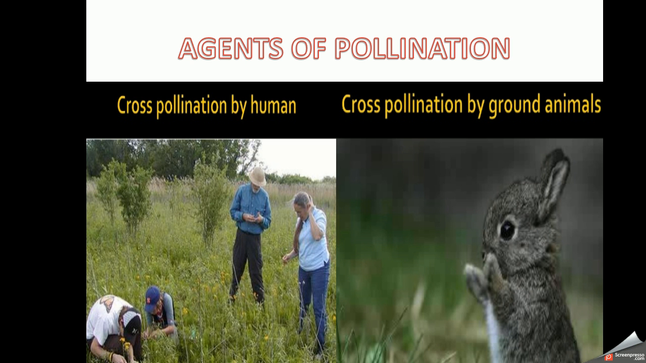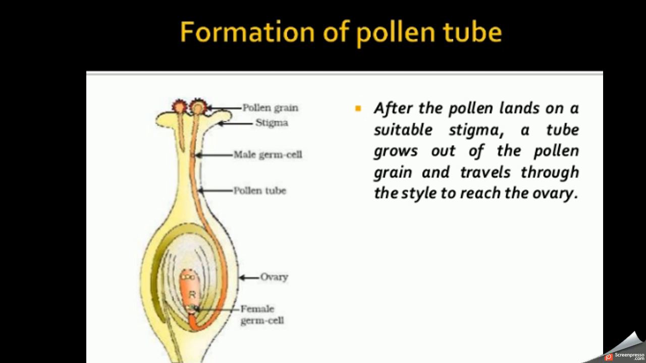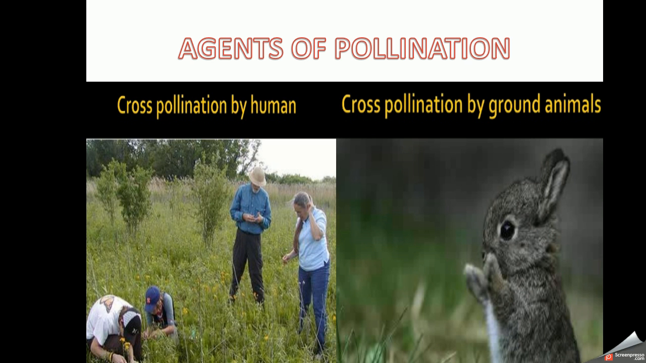Then the human body is also mainly responsible for transferring of seeds from one place to another. Then by ground animals, you can take the example of गिलहरी, वो एक पेड़ पर चढ़कर वहाँ पर खाती है तो वो सीड्स नीचे गिराती रहती है. That is how it also helps in pollination. So these are the different groups of pollination.